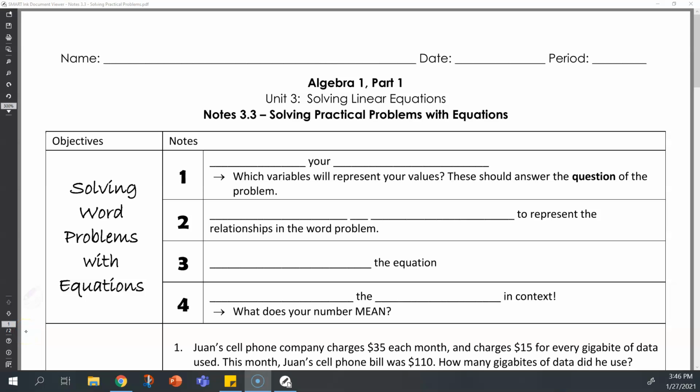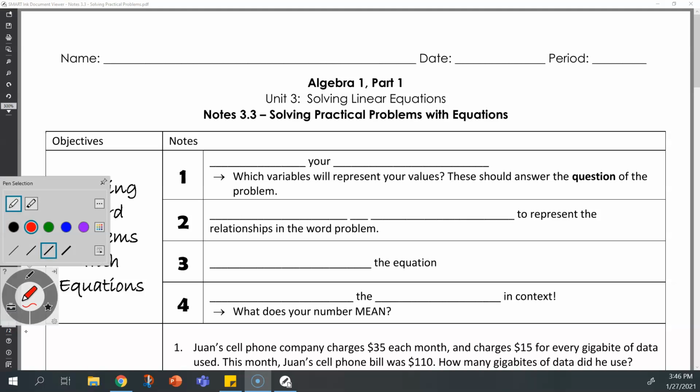Everyone. Today we're going to be learning how to solve practical problems or word problems by writing and solving equations. Now remember, we can solve word problems in a number of different ways. We can draw a picture, we can think through it, we can act it out. Today we're going to talk about how to write an equation based on the word problem and then solve that equation to get your answer.